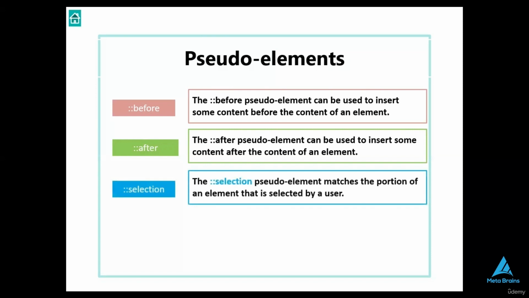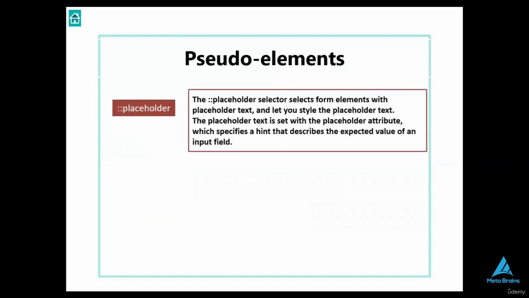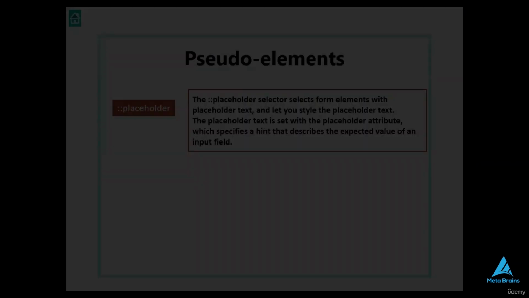Then we have selection, in which we can select the element and assign properties like font size and background color to the selected element by user. Then we have marker. We use it to change the colors of the dots when we are making list items. After that, there is a placeholder, which helps the user to insert any input and let it style the text the way he wants to. The color of the placeholder text is light black by default. So let's now explore how all these properties work in VS Code.